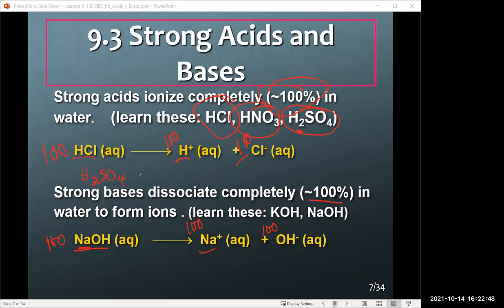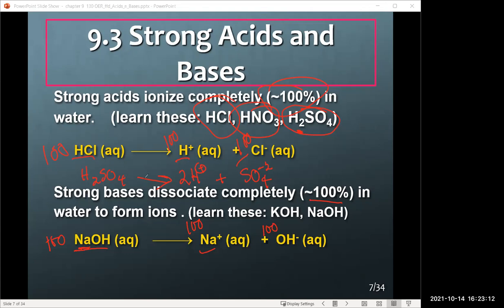H2SO4, when it dissociates, it has two protons. You notice that? So it will generate two protons plus the sulfate ion. Doesn't that sulfate ion look familiar? SO4 -2. It's one of the polyatomic ions. A lot of those polyatomic ions started off as acids, and then the proton was removed.